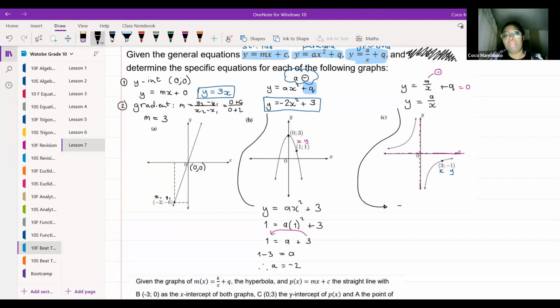So I'm going to get -1 is equal to a over 3. The way I'm going to get that 3 out of the denominator is to cross multiply. Therefore, a is equal to -3. So I can then say the equation of my graph is y is equal to -3 over x. Very nicely done, guys.